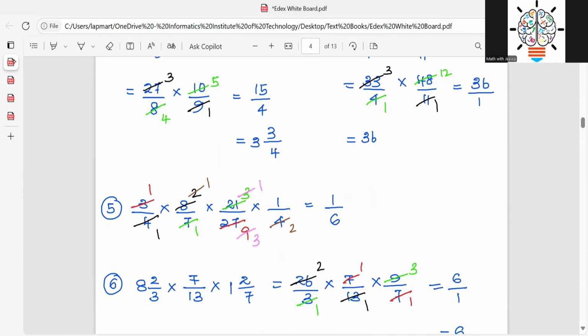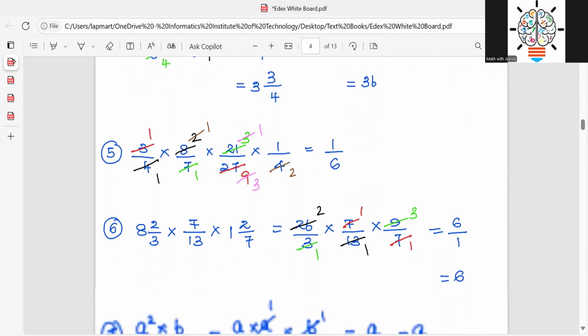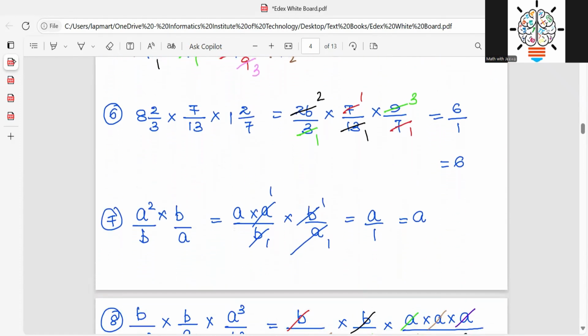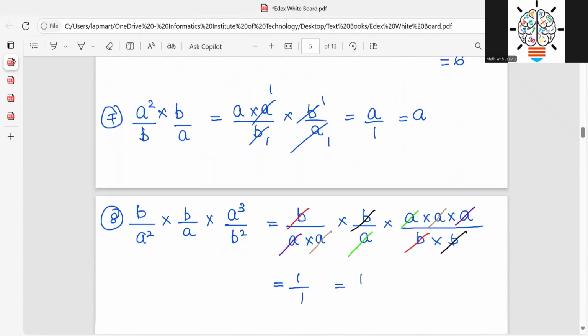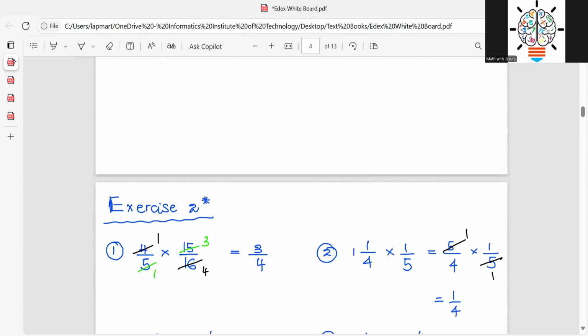Sometimes we have to do many steps. So in question number 6, what I have done is convert them into improper fractions first of all. Then I simplify and multiply. Question number 7 and 8. Before simplifying, I have done something, and that is the expansion. When they have given the questions in index form, you can just expand it, because it's easy for you to simplify the letters and keep whatever letters are remaining. Right. So that is all about exercise 2 star.